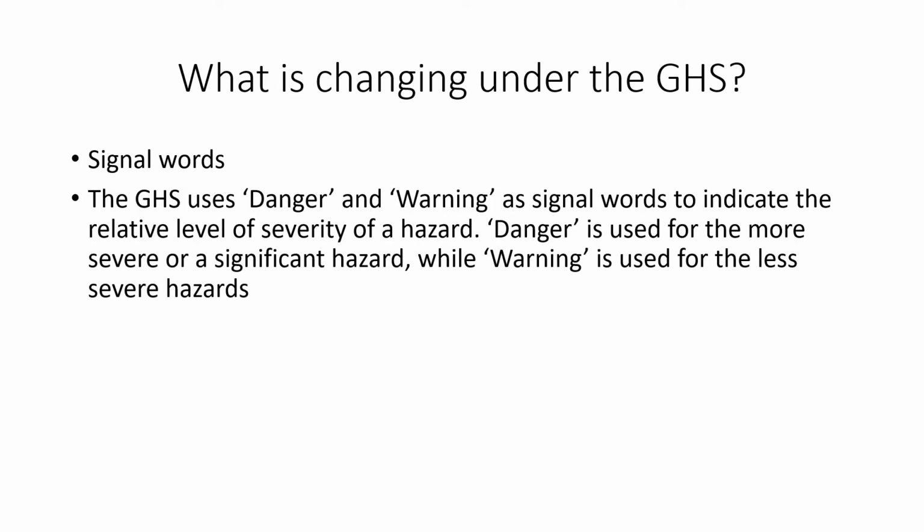The second change relates to signal words. The system uses danger and warning as signal words to indicate the relative level of severity of the hazard. Danger is used for more severe or significant hazards, and warning is used for less severe hazards.